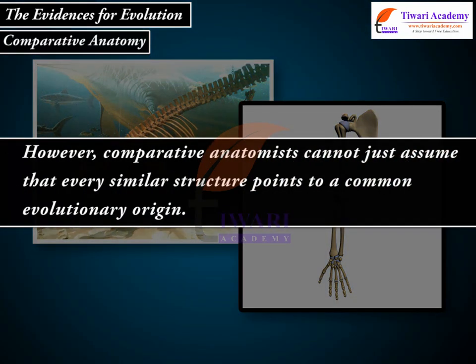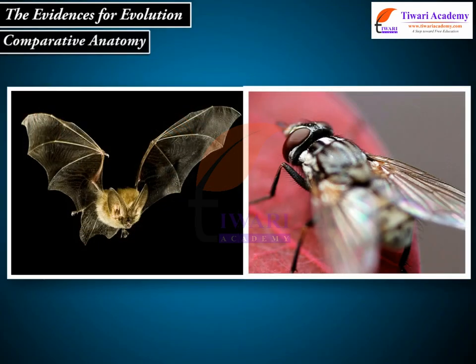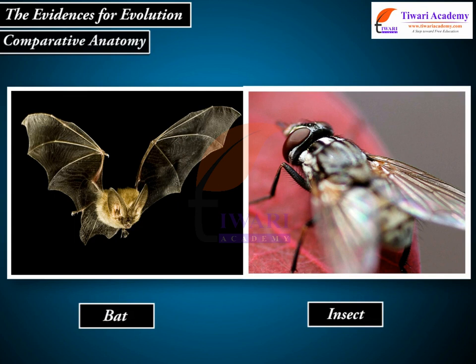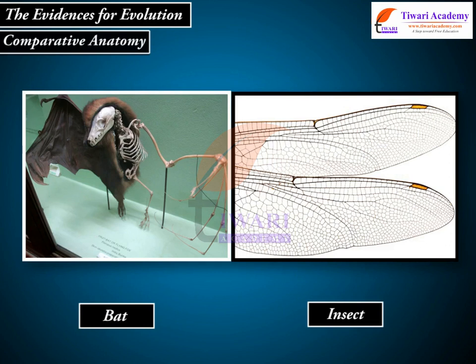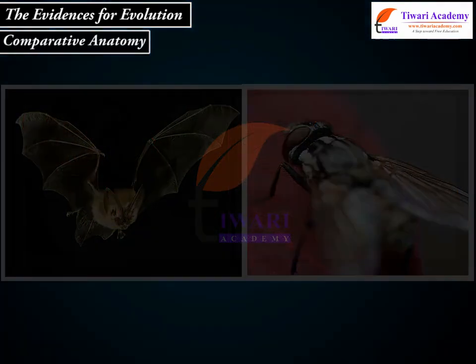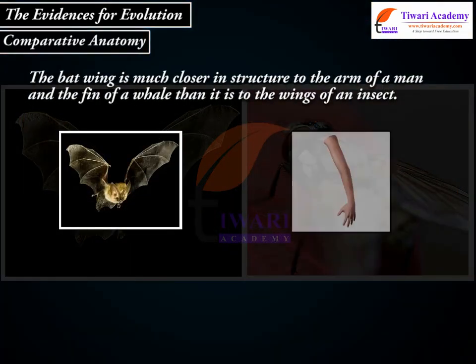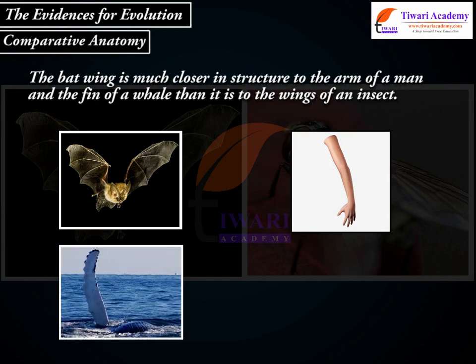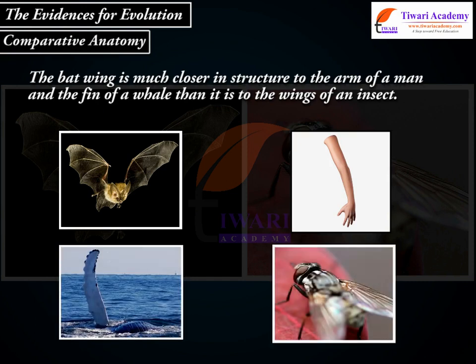However, comparative anatomists cannot just assume that every similar structure points to a common evolutionary origin. A hasty and reckless comparative anatomist might assume that bats and insects share a common ancestor since both have wings. But a closer look at the structure of the wings shows that there is very little in common between them besides their function. The bat wing is much closer in structure to the arm of a man and the fin of a whale than it is to the wings of an insect.